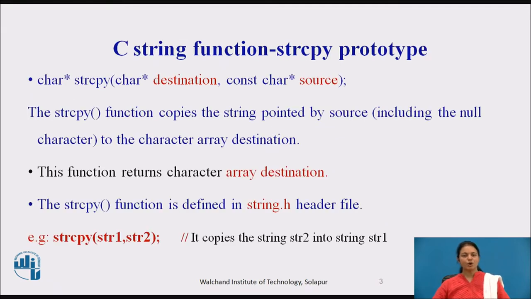There is one library function to copy a string in C language, which is strcpy. In the strcpy prototype, the function is char *strcpy(char *destination, const char *source), copying from the source. The strcpy function copies the string pointed to by source, including the null character, to the character array destination. This function returns the character array destination. The strcpy function is defined in the string.h header file.